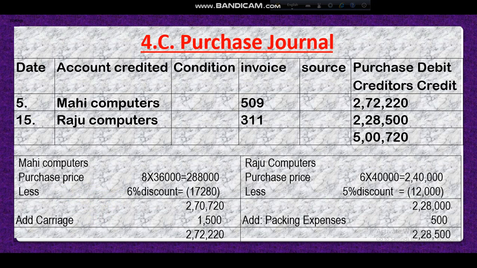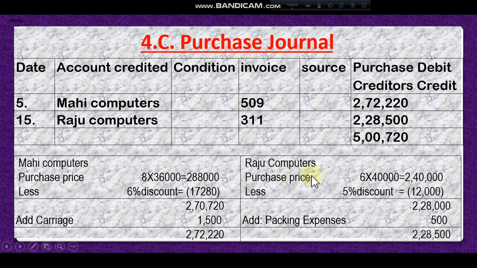Now come to day 15, Raju Computers. That means from whom I purchase, I have to write the name. So it is Raju Computer. I purchase from Raju Computer, and the invoice number is 311. Total amount of purchase is 2,28,500. Again, I would like to show the calculation.